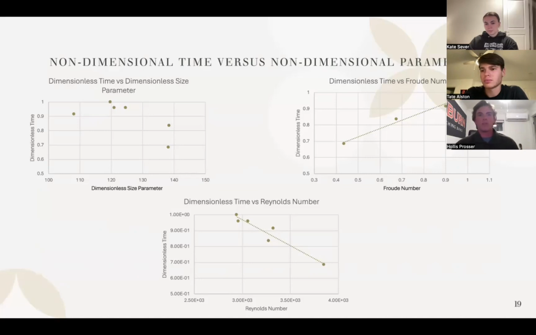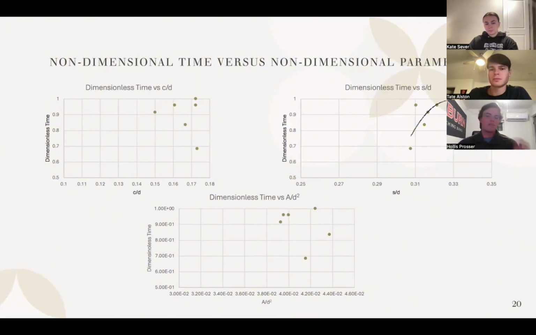Figure 4 shows dimensionless time versus Reynolds number. And here the trend is reversed. So as Reynolds number increases, we see a decrease in descent time. So a seed with a Reynolds number of 3,850 descended in 3.03 seconds, but one with a lower Reynolds number of 2,940 took 4.43. And this would make sense as a higher Reynolds number is equated to a greater velocity, which would decrease the time needed for the seed to reach the ground.